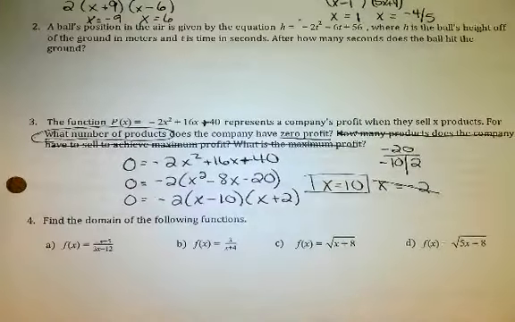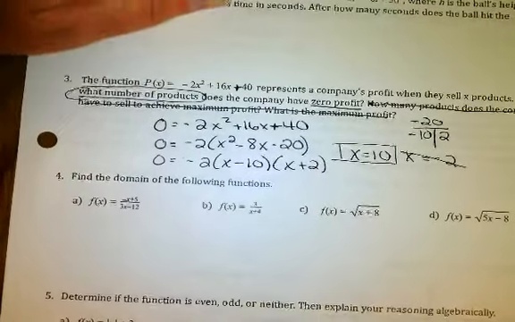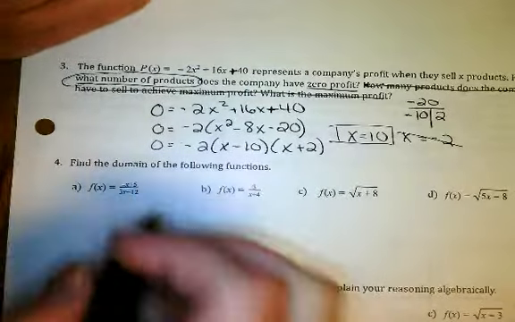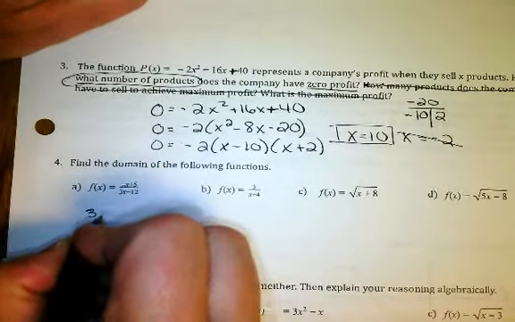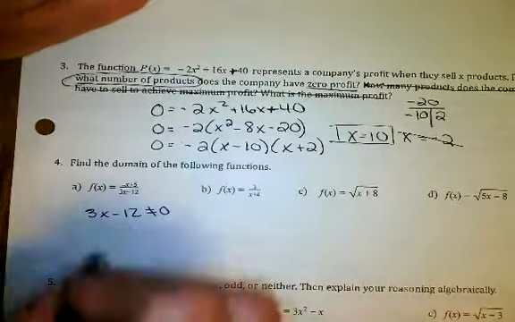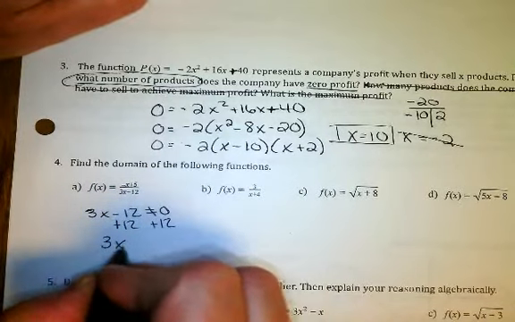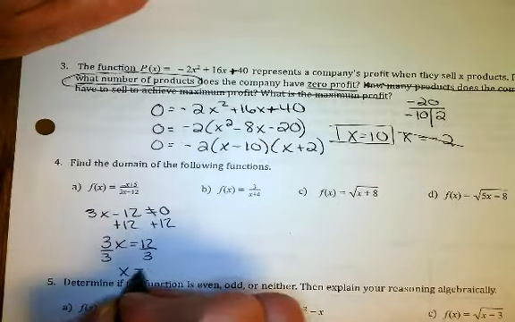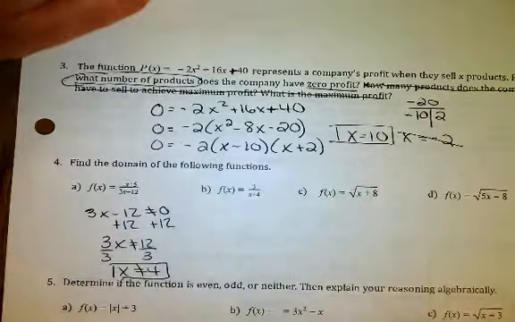All right, on these down here, you're looking for the domain. So I'm trying to figure out what x values it can't be or can be. All right, so for my domain here, I know that I can't divide by 0. So when I do this, I know that this cannot equal 0. So if I work this problem out, x will equal... x can't be 4.